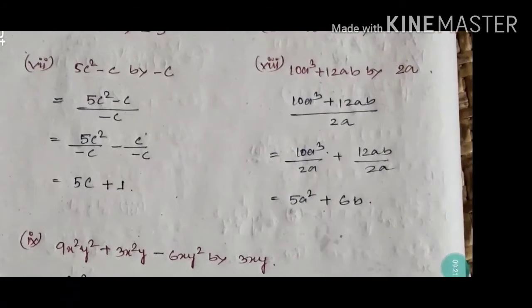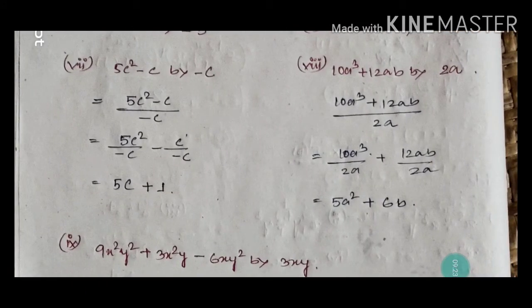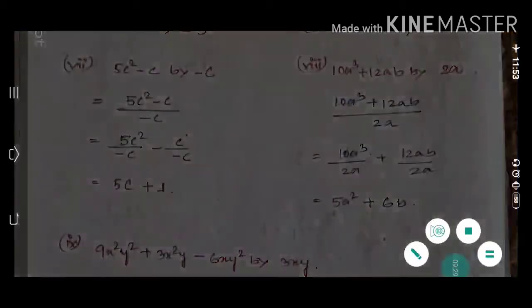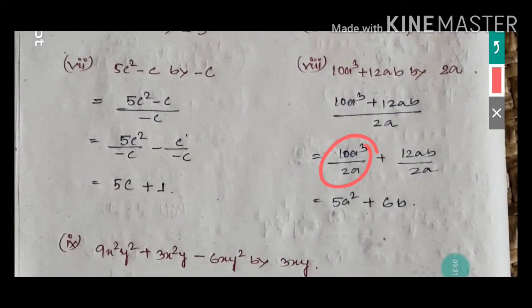10a cube plus 12ab by 2a. So split the numerator by the denominator: 10a cube by 2a, then 12ab by 2a. 2 5s are 10, a cube by a means a power 3 minus 1, that means 2, that means a square. 2 6s are 12, a will get cancelled, only b will be there, so that means 6b. So the answer will be 5a square plus 6b.